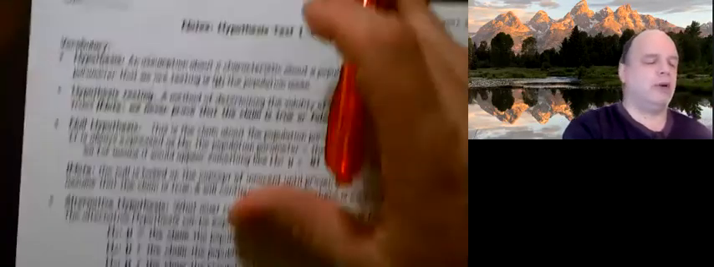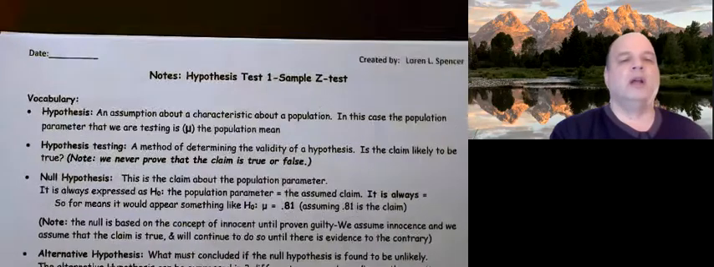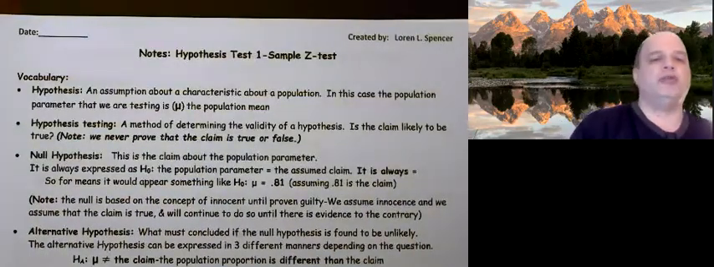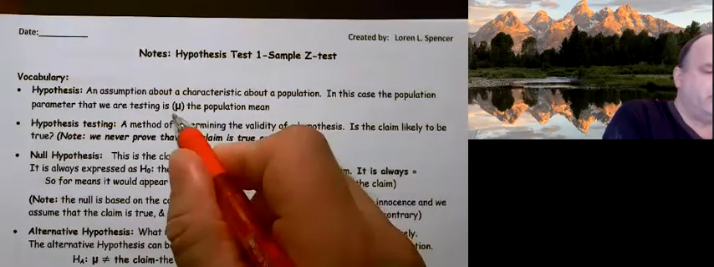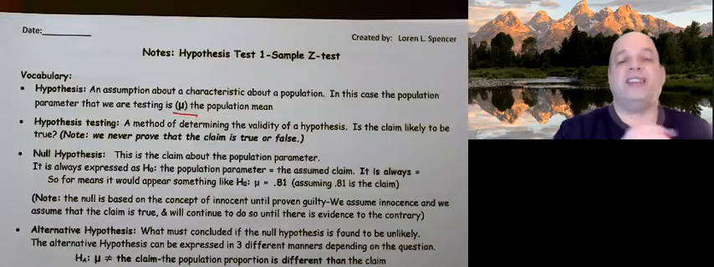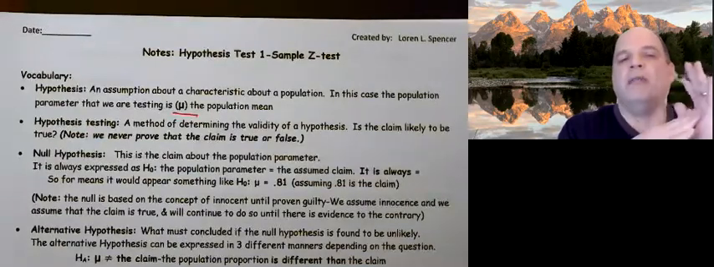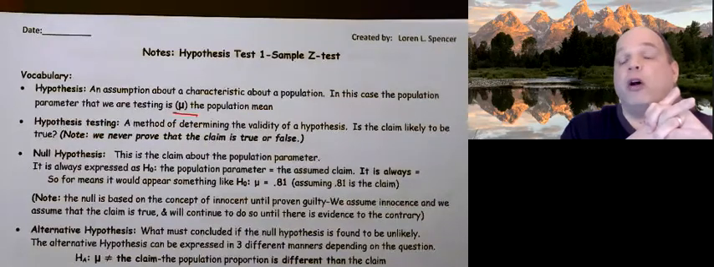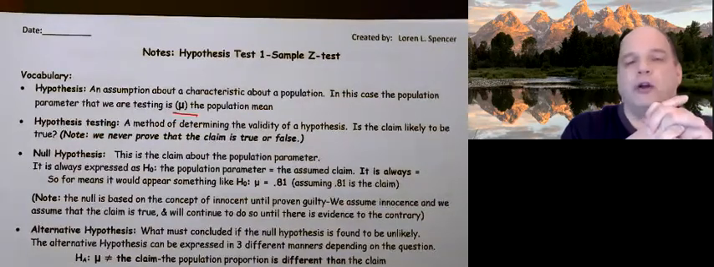So, our vocabulary. We know that a hypothesis is an assumption about the characteristics. In this case, we are testing the population means. We know that hypothesis testing is a method of determining the validity of the hypothesis. Is the claim likely to be true? Once again, we never prove that the claim is true or false. We either reject or fail to reject.